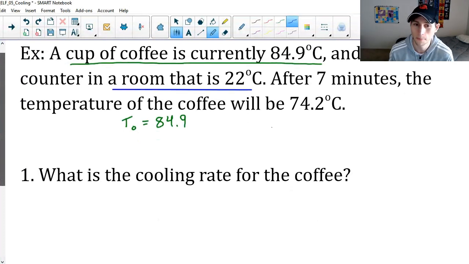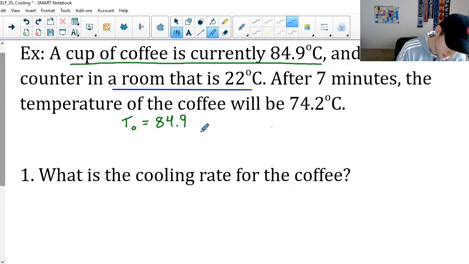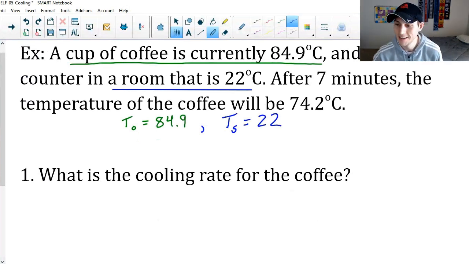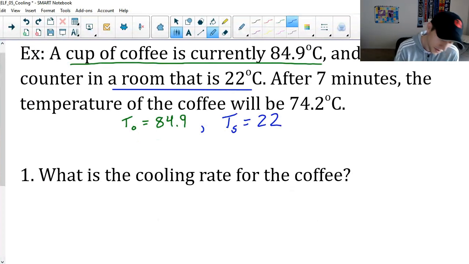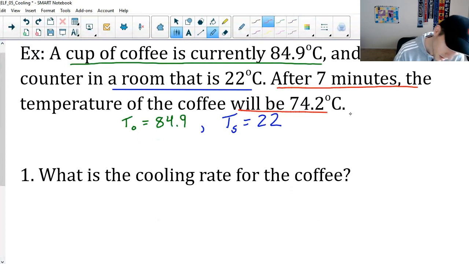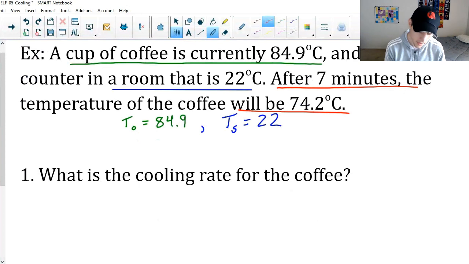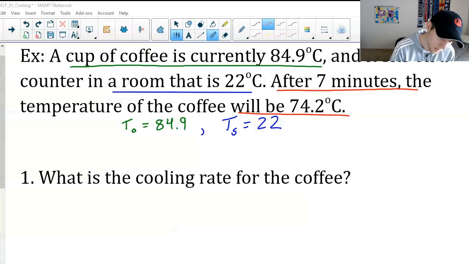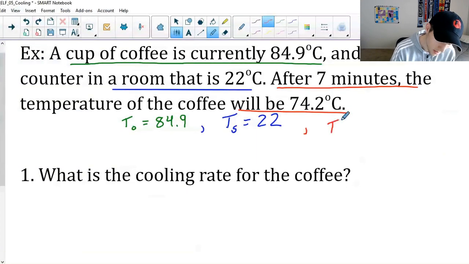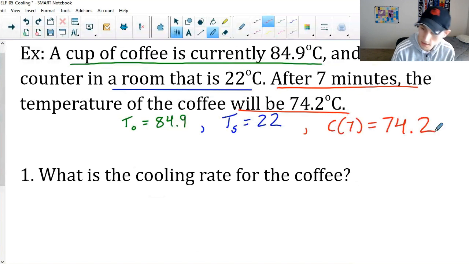All right, so the room is 22 degrees. And after 7 minutes, the coffee will be 74.2 degrees. So whatever my formula is, I know that whenever I plug in 7 to it, my answer should be 74.2.